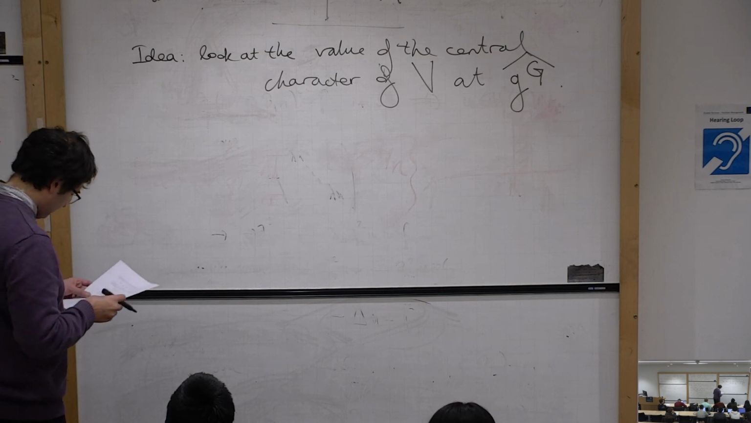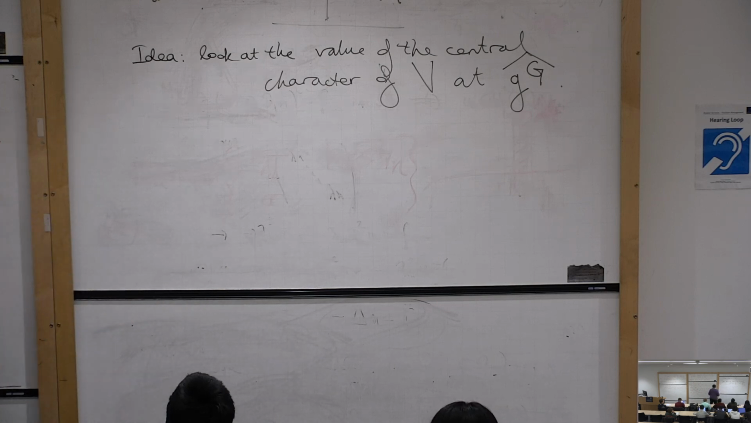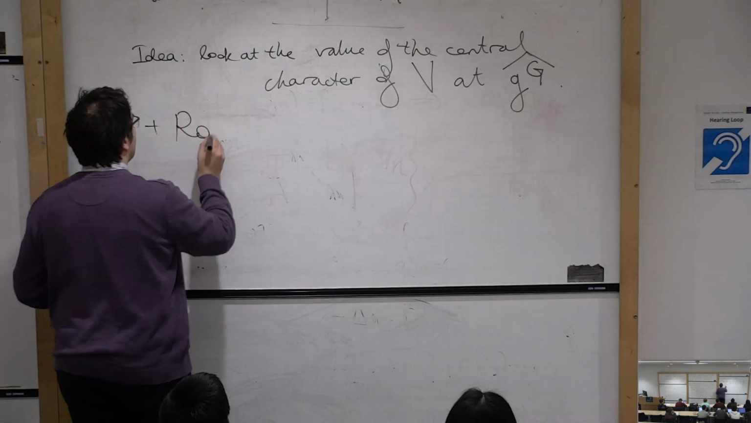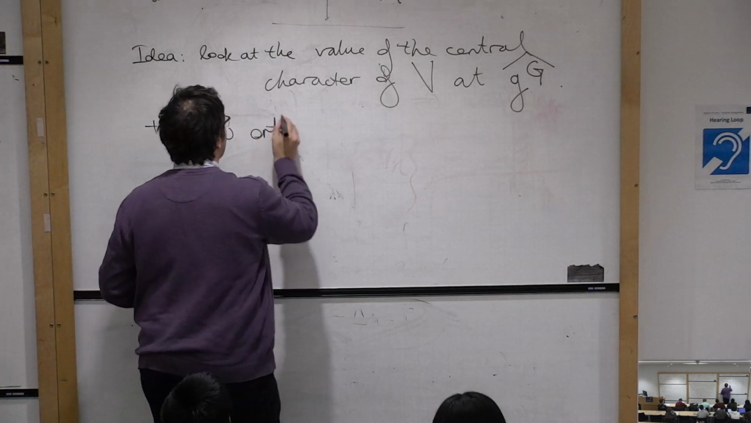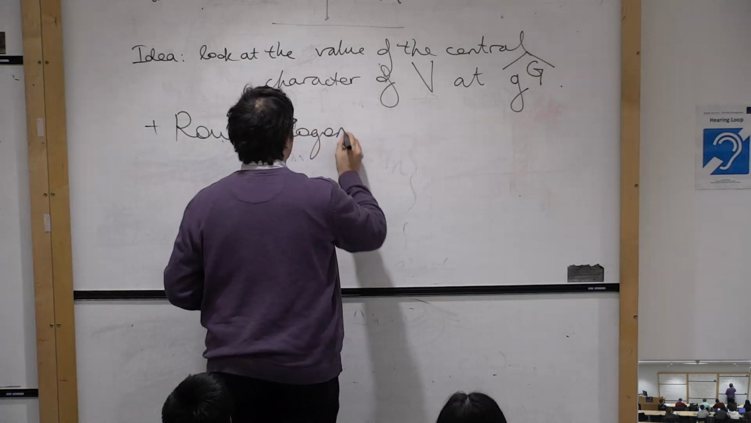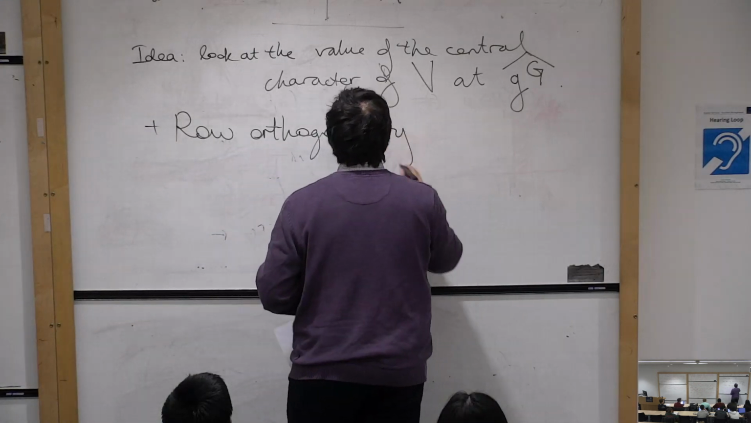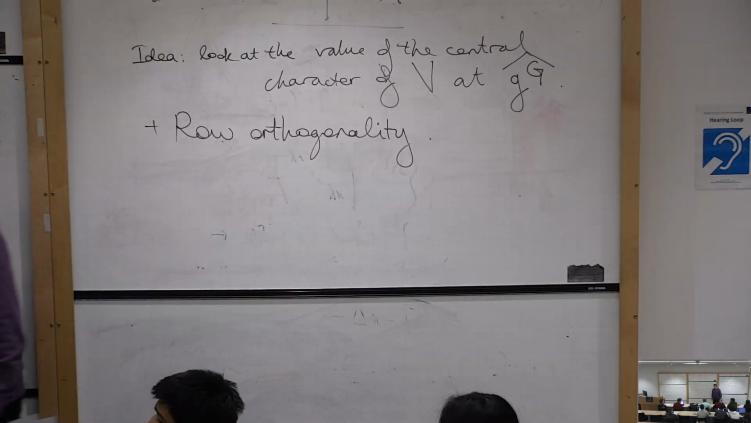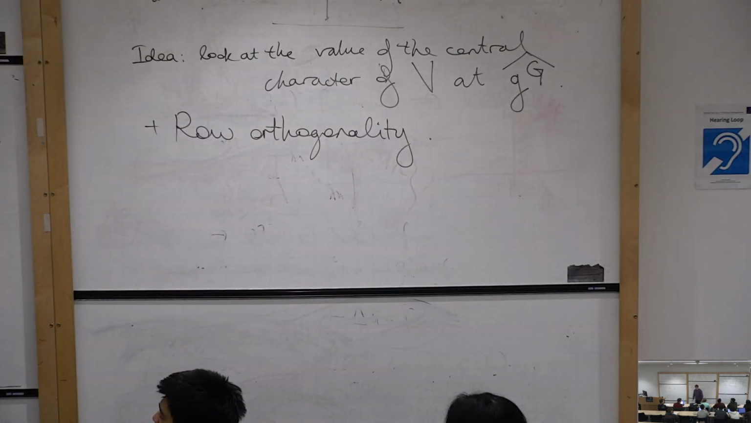That's one idea. The second idea, I think, is to use row orthogonality. Shall we work backwards and see how this works? What's the central character? I did it in week 3. Really? Maybe.